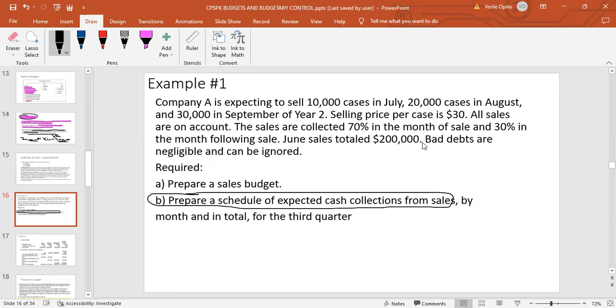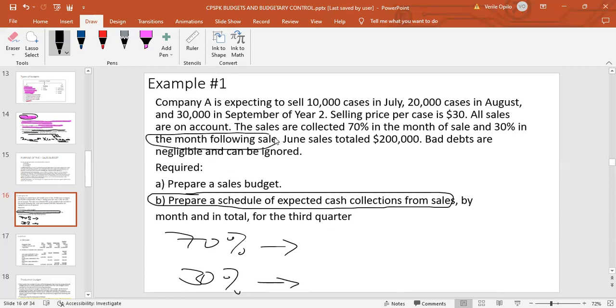So in this case, now you are looking at if we were to sell this number of units, there are some cases whereby the business is not going to expect to receive all the cash for those particular products in the same month they have sold, because in this case, they have sold their goods on credit. So you're told that 70% is going to be received in the same month, and the other 30% will be received 1 month after the sale.